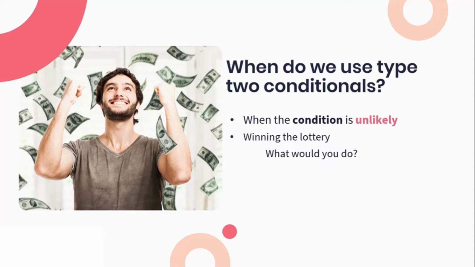Another example is becoming president. It's quite unlikely that your average person would become president. So, if you want to talk about what you would do if you became president, you'd use the type 2 conditional sentence structure. So, what would you do if you became president?